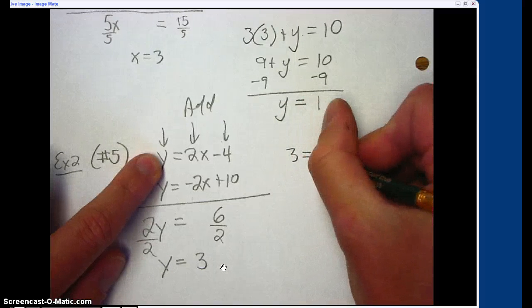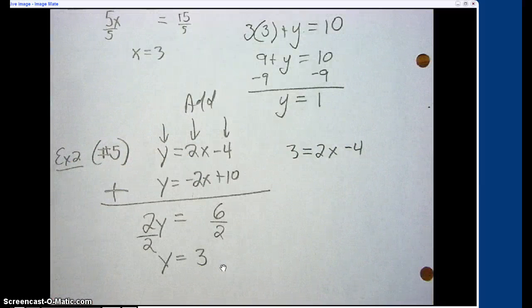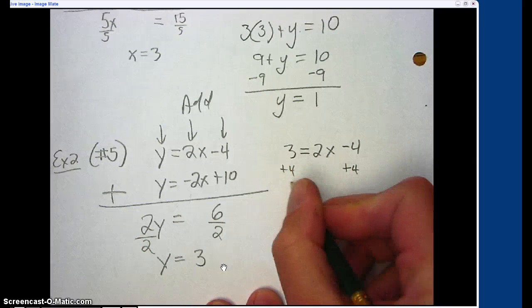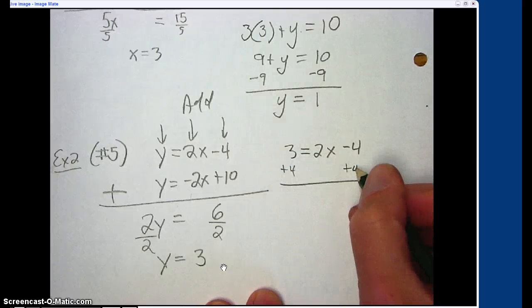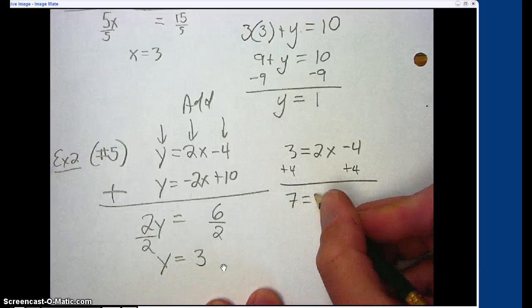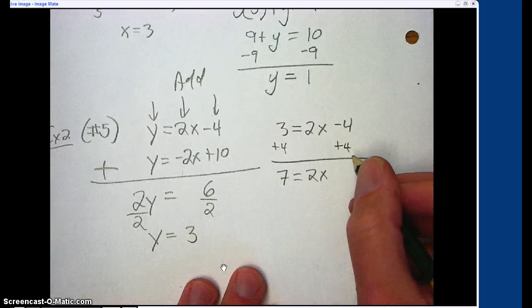So, we replace y with what? 3 equals 2x minus 4. Now what? Nope, we're trying to get x by itself. Add 4 to both sides. Right? Now what? 7 equals 2x. Now, folks, you haven't done anything wrong. What do I do last step? Divide by 2.